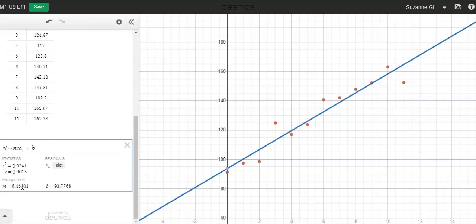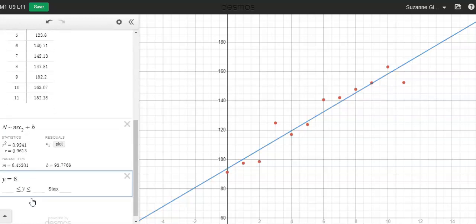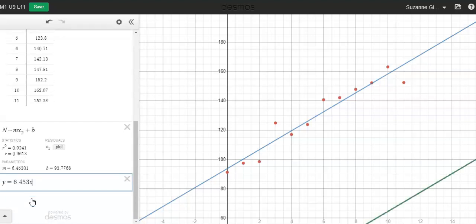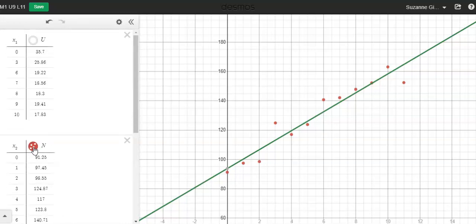And here I have my parameters. There is my slope and my y-intercept. So I have an equation. So my equation would be y equals 6.453x plus 93.777, rounding those values. So you can see that this is the same line. All right, so we're going to take this process and do an exponential regression.